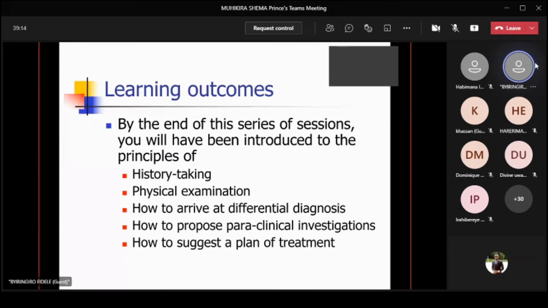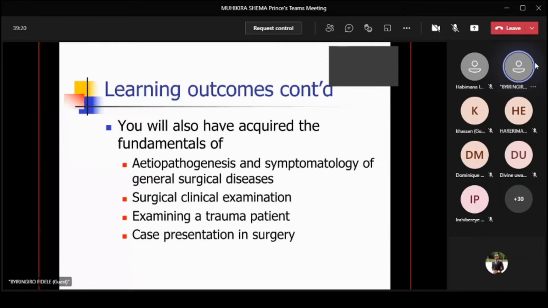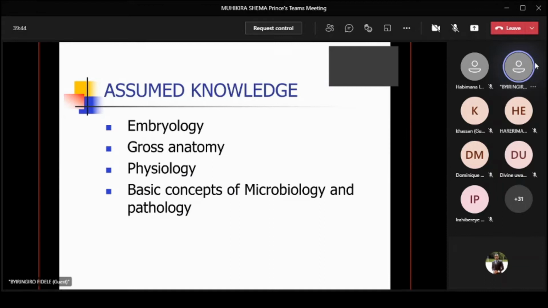So by the end of the course, I hope you are going to use your knowledge about the pathogenesis and the symptomatology of the general surgical diseases, and you will be able to apply your surgical clinical examination and examine a trauma patient, and finally we can have a case presentation in surgery if time allows. I assume you have already done your embryology, gross anatomy, physiology, and the basic concepts of microbiology and pathology, because you're going to need them in this course.